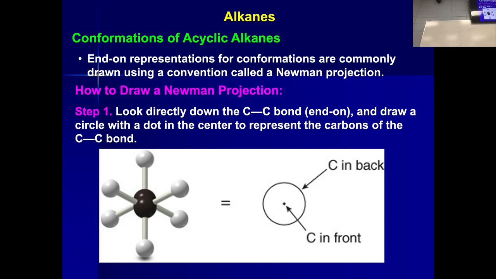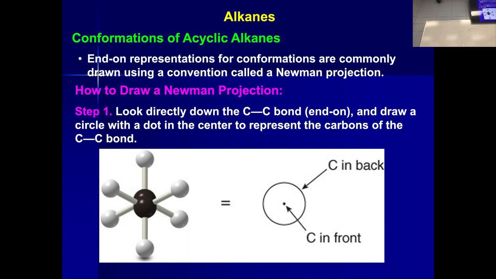But you'll notice that to do that, I have to hold a bond. So I'm taking this bond and I'm smashing it into the two-dimensional surface. A Newman projection is always looking down a carbon-carbon bond. So you will hold the bond and you will look down that bond and you will see the Newman projection.